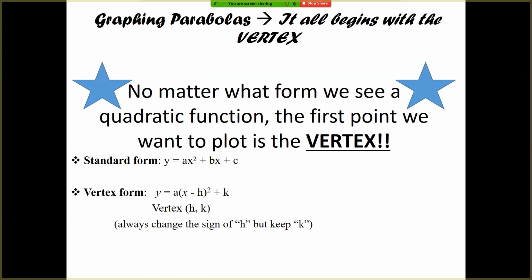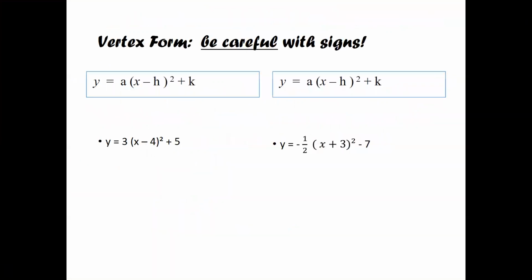So anytime you see parentheses squared, when you're graphing, it's in vertex form. The only tricky thing we've got to watch out for, there's a negative in the formula, which means when I write down the sign of my vertex, it has to change. The k stays the same because it's plus k in the formula, but whatever number I take out of my parentheses has to change signs. Let's practice.